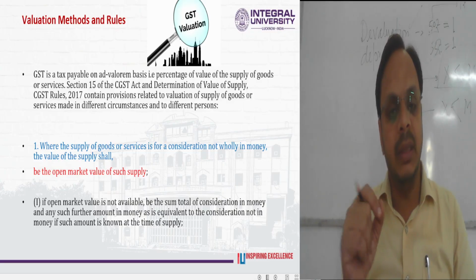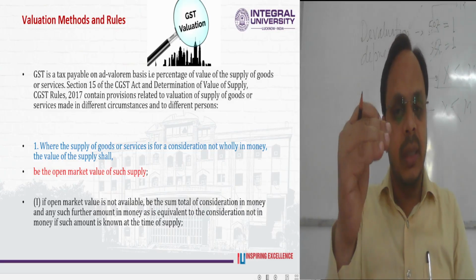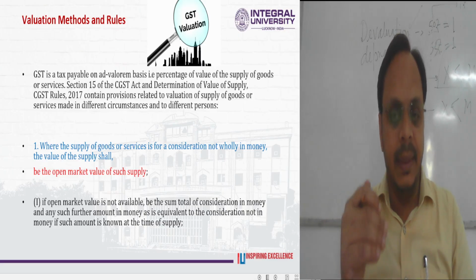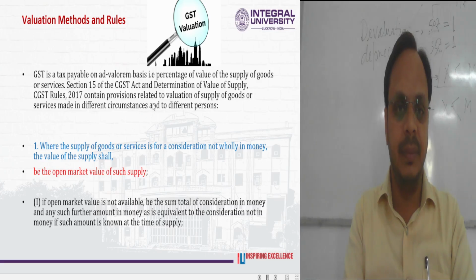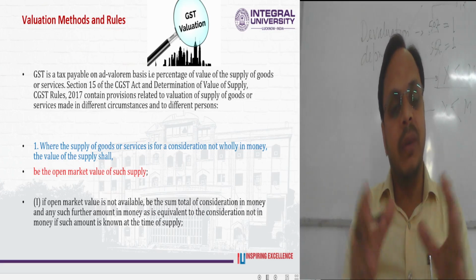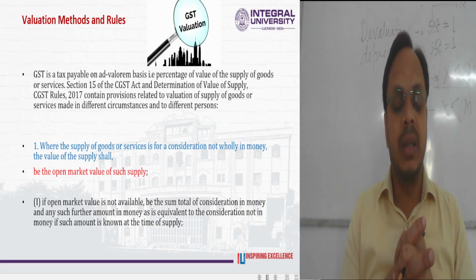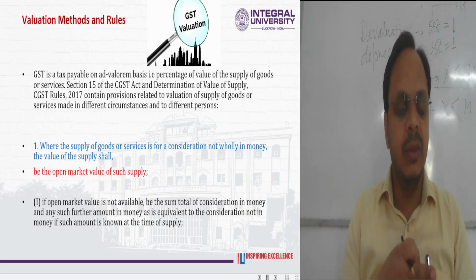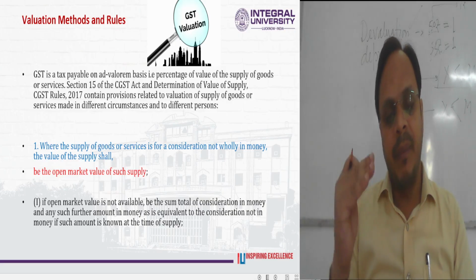The first rule is where the supply of goods or services is for a consideration not wholly in money. Suppose a supplier supplies goods or services to the recipient, and that supply is for consideration not wholly in money, meaning some part of the consideration is in money and some part is in another form.